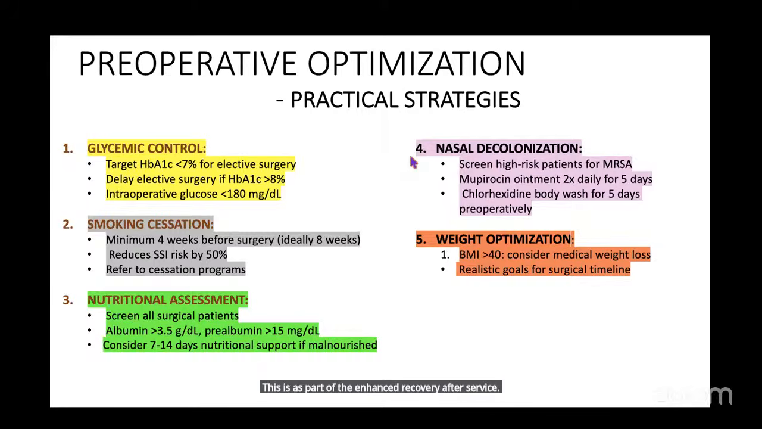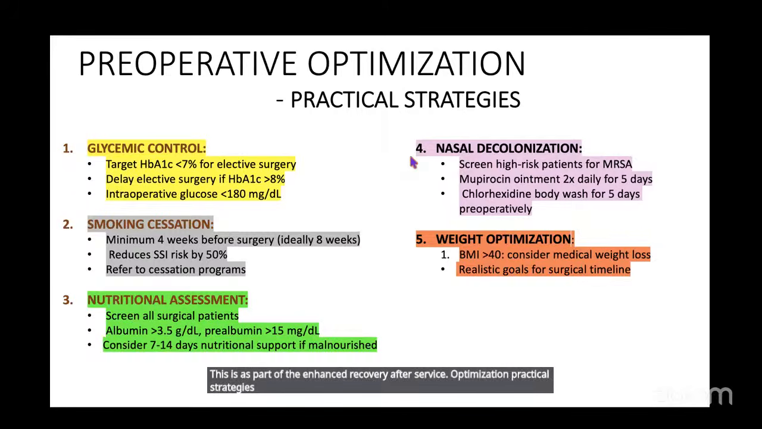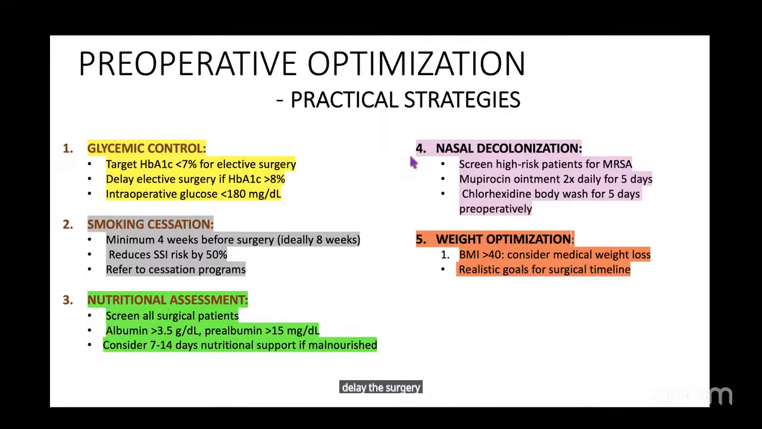Optimization practical strategies are glycemic control to target the HbA1c to be less than 7% for elective surgery. If it is more, delay the surgery. Send them to an endocrinologist, get the sugars controlled, get the intraoperative glucose less than 180 milligram for optimum results.